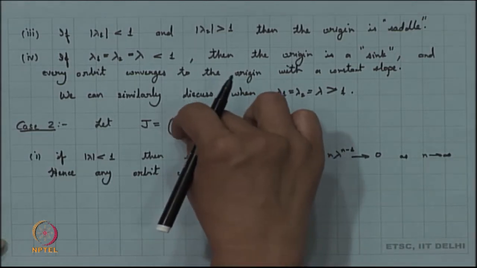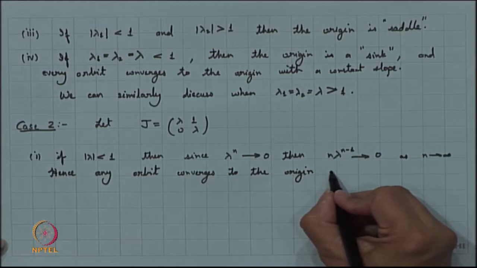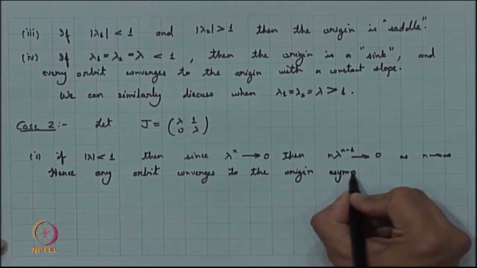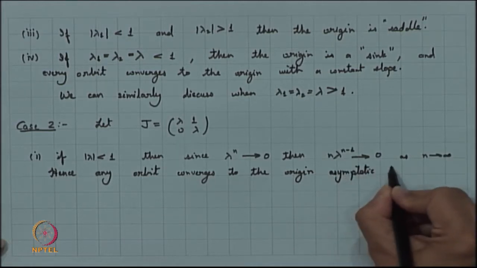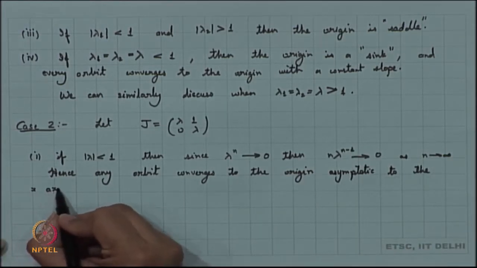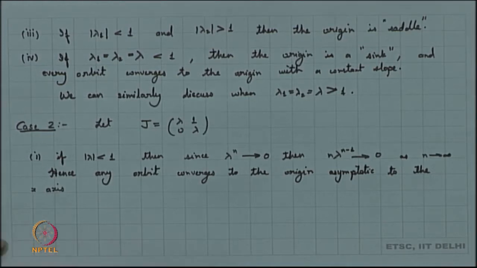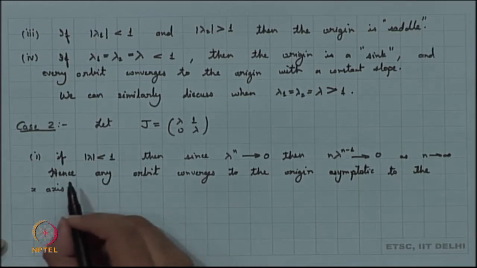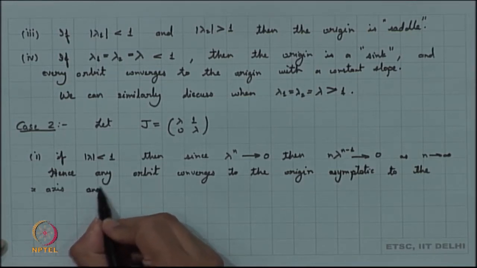Now, since this is a dominating factor here, it is asymptotic to the x axis, because we have only one eigenvector here, and our eigenvector is basically the x axis. The second one is a generalized one. So, it is basically converging to the origin, asymptotic to the x axis, because the x axis is dominating there. So it is asymptotic to the x axis, and the origin is a degenerate sink.